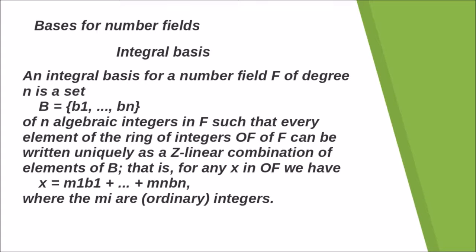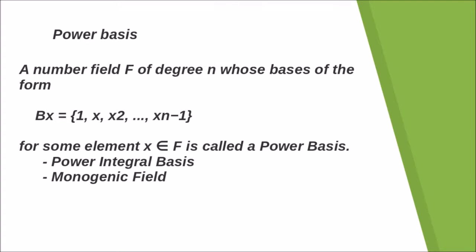That is, for any x in OF, we have x equals m1·b1 plus m2·b2 till mn·bn, where the mi are ordinary integers. Now let's talk about power bases. A number field F of degree n whose basis is of the form B equals 1, x, x squared, till x to the power n minus 1, for some element x belonging to F, is called a power basis. There are two main properties of power bases: power integral bases as well as monogenic fields.